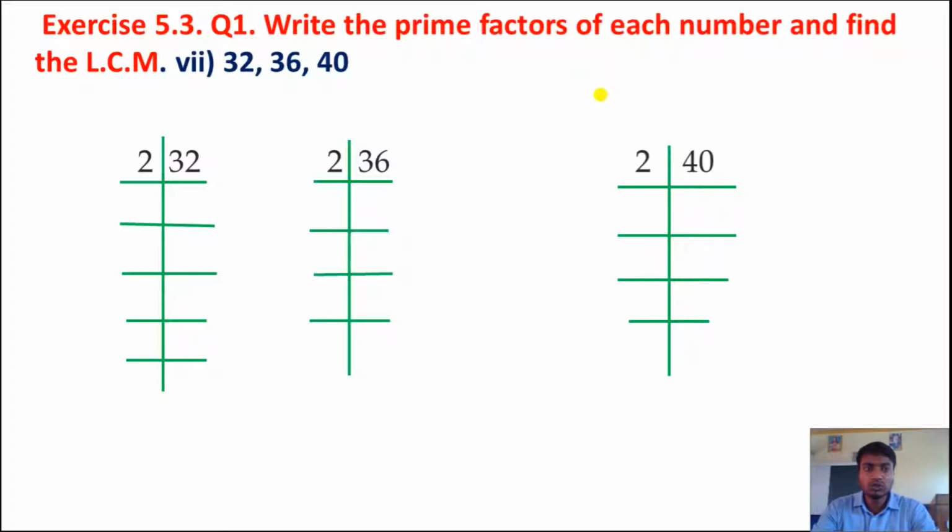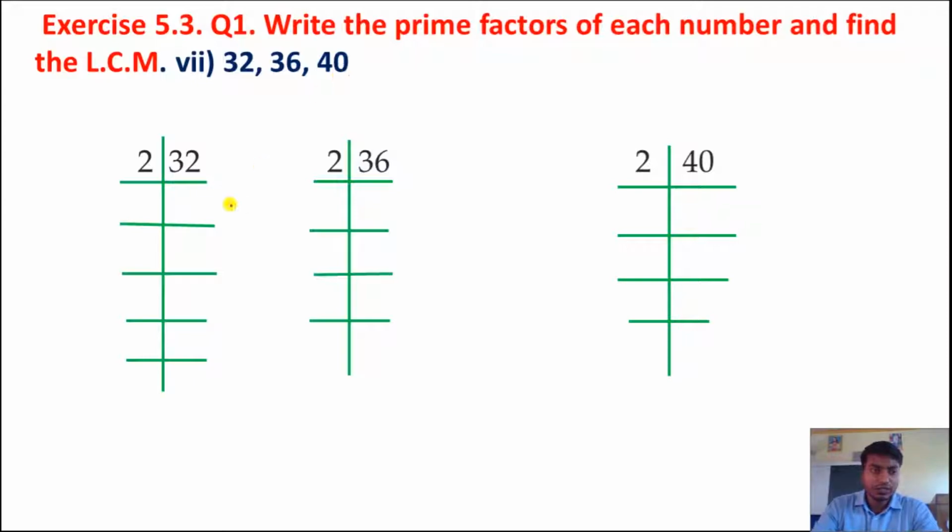In the last video we were discussing how to find LCM using the prime factorization method, and we solved some questions from exercise 5.3. Today also we will continue with this exercise. Here we have 32, 36 and 40, and we have to find the LCM using the prime factorization method. So first we need to prime factorize 32, 36 and 40.